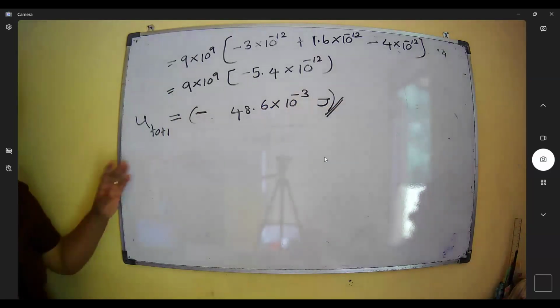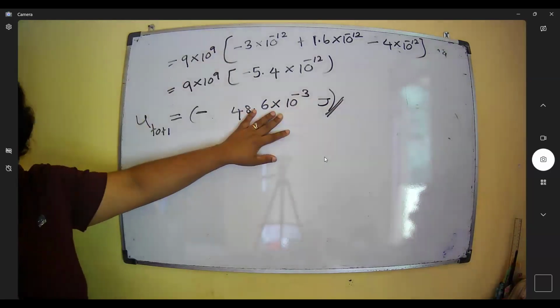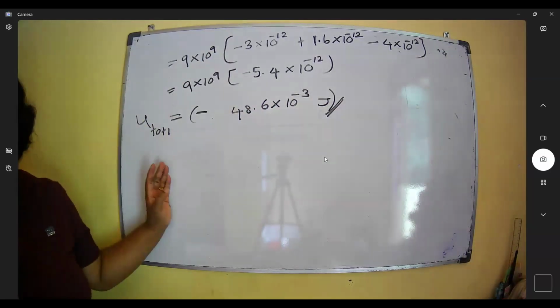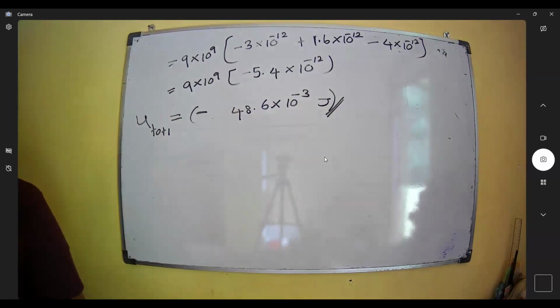Then according to the superposition principle, we can find the total potential. If three particles are given, you should know there are three pairs. We have to consider three pairs of the charges.